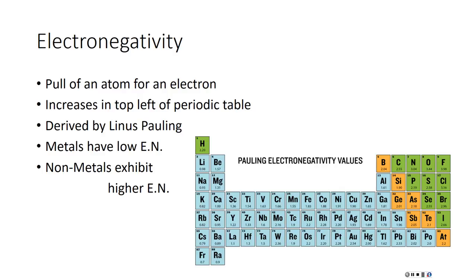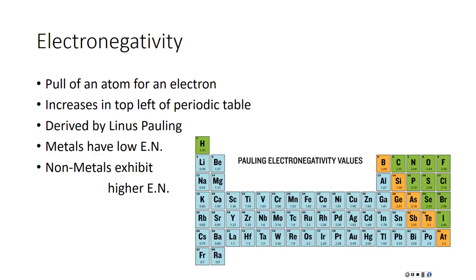So this was derived by him. Now, looking at this, you notice something very quickly. The elements on the left of the periodic table have a low electronegativity. They want to give up their electrons. These tend to be the metals in the periodic table. The other side, over here, have very high electronegativities. Those tend to be what we're going to call the nonmetals.